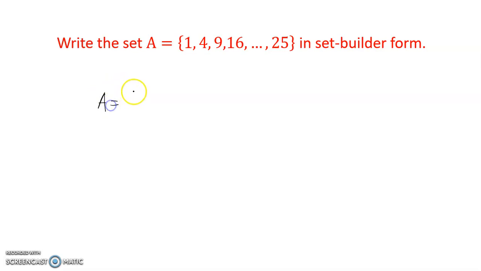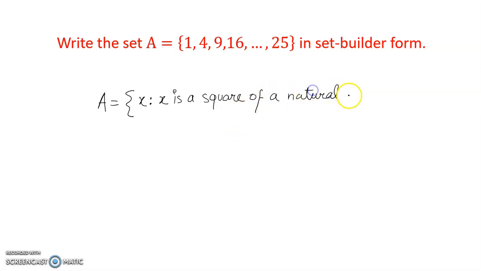Set A is equal to {x such that}, what is the property of x? x is a square of a natural number less than or equal to 5. Very important. That means this set is stopping at 25. So less than or equal to 5.